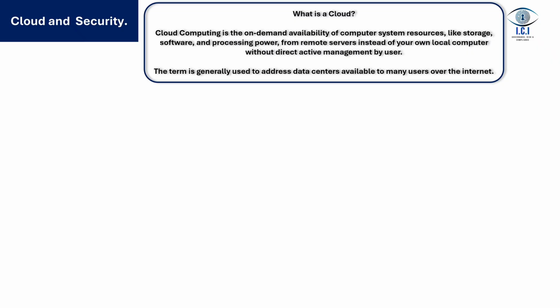So when we talk about storage, we've talked about storage already. Storage, software, processing power. Processing power includes even your CPU. That's the way your computer thinks. Your CPU itself can also be provisioned to you. Take note of this: remote servers instead of your own local computer. So for you to access those resources, you have to connect to them via the internet.